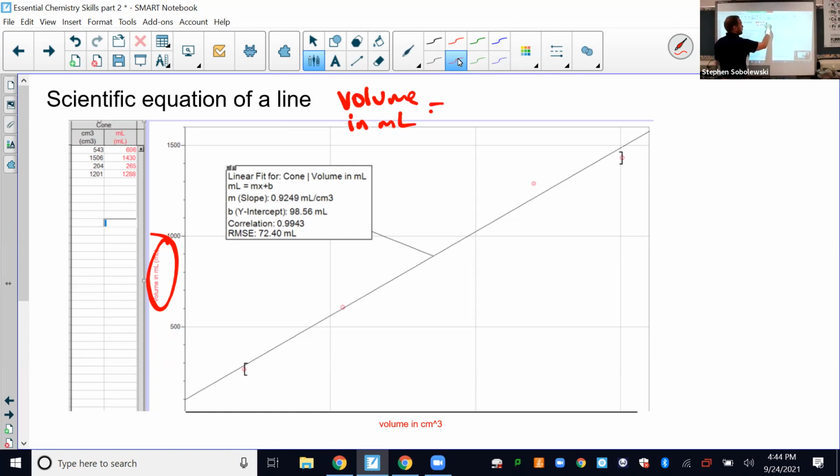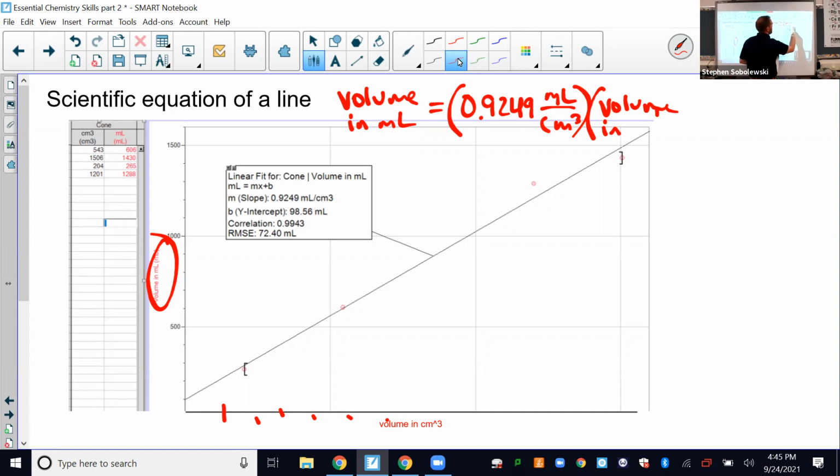That's your y, equals m, which is your slope. We grab that right from the data box. 0.9249 milliliter per centimeter cubed. That's m. I put it in parentheses because we're going to multiply this by x. x is whatever's on your x-axis. Now, you'll notice there's no numbers there. That's because when I cropped the screenshot, I accidentally forgot to include the numbers, so I just manually typed that in. But obviously, there were numbers down here.